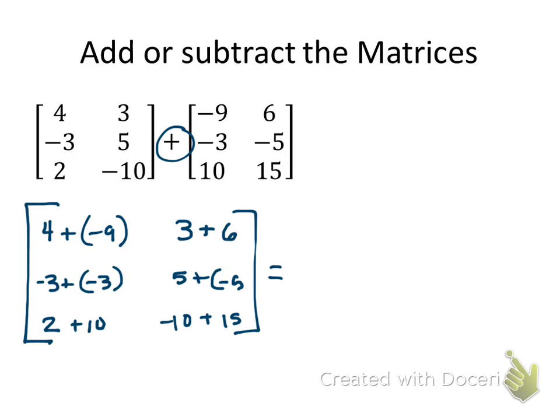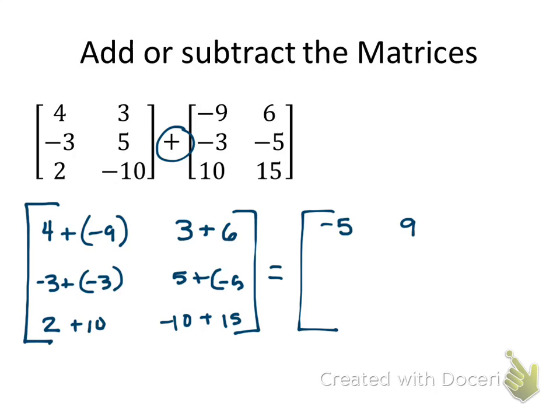And then I just use my adding and subtracting positive and negative numbers rule. Same signs adding, keep; different signs subtract and take. So 4 and negative 9, are those same signs or different signs? Different, so I subtract. 9 minus 4 is 5. And is 5 going to be positive or negative? Negative. 3 plus 6 is 9.